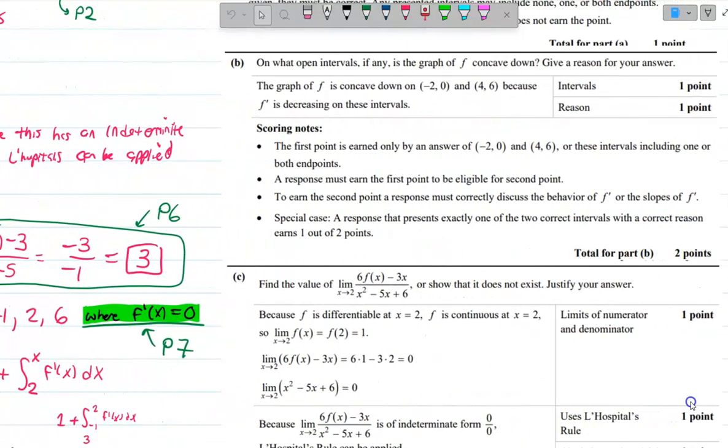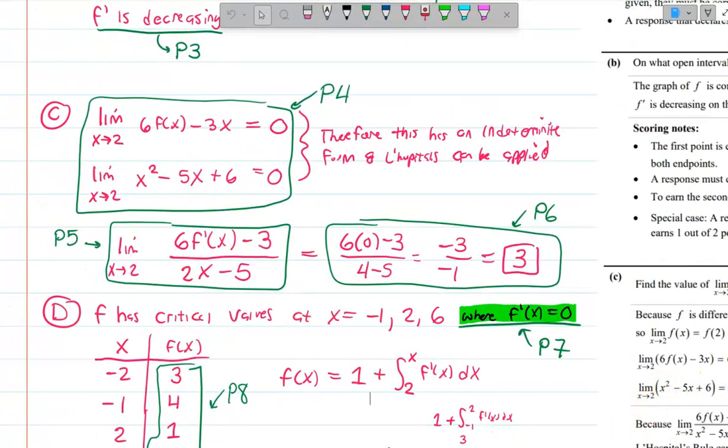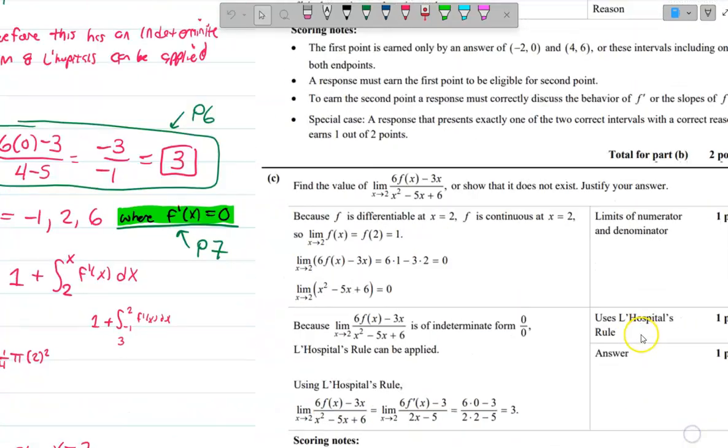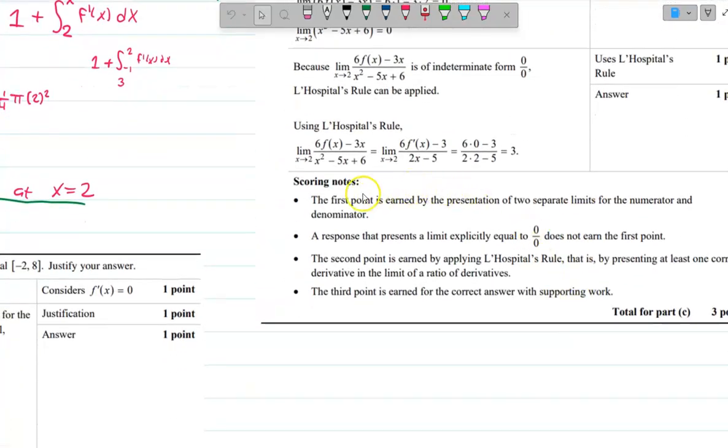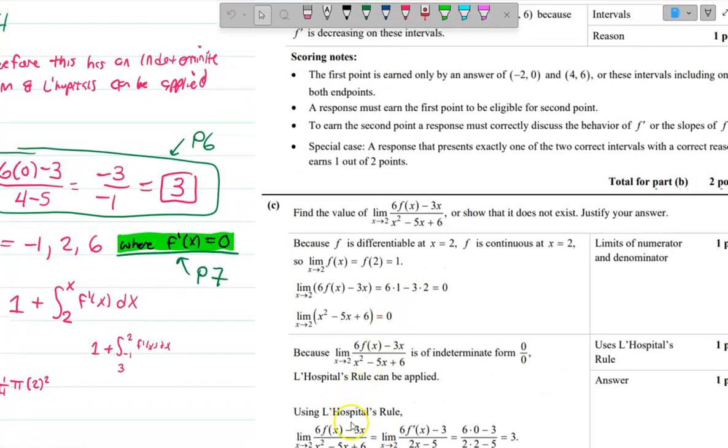And I'll just go ahead and note here a few other, let's go back over here for part C, just to note any other important things here. Again, first point is earned by the presentation of two separate limits for the numerator and denominator. And then correct answer. Okay, that's all we have there for that problem.